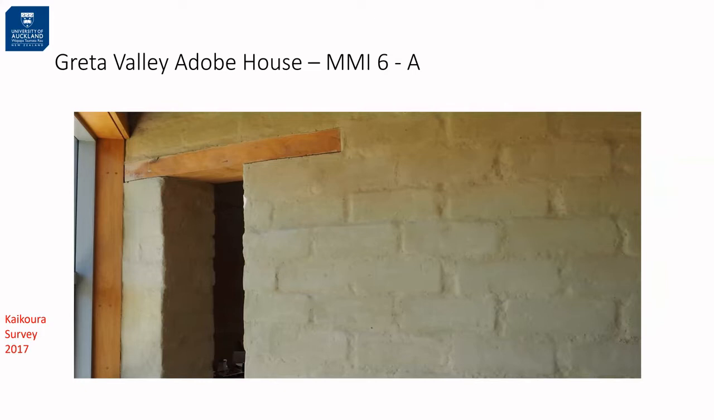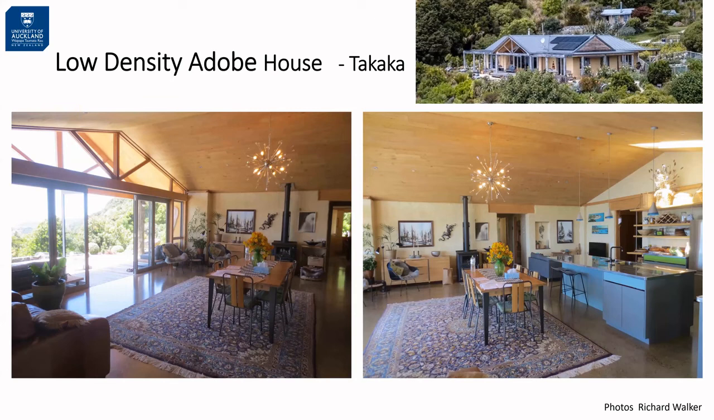This is a low density house in Golden Bay, which has fantastic views. It's elevated across the bay, and that's built out of low density adobe. And so that has the advantage of this reduced thermal transmission that you get with the lower density.